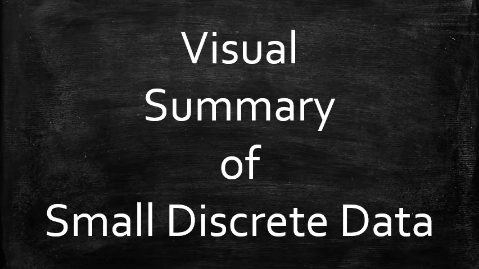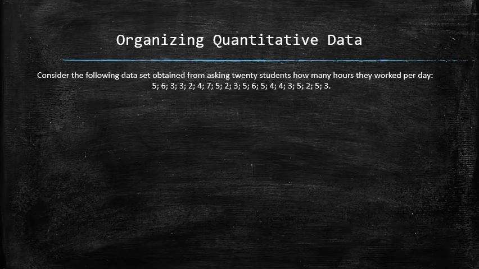Next, we're going to learn how to organize and summarize quantitative data. What will change when we consider the small discrete type of data? Consider the following dataset obtained from asking 20 students how many hours they worked per day.